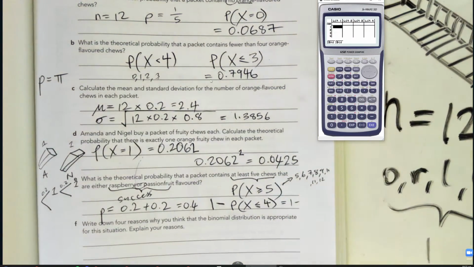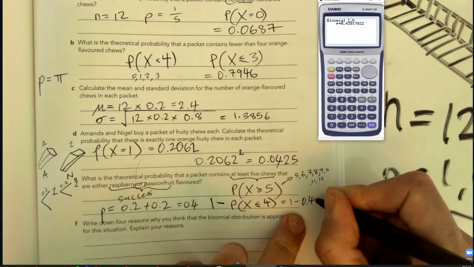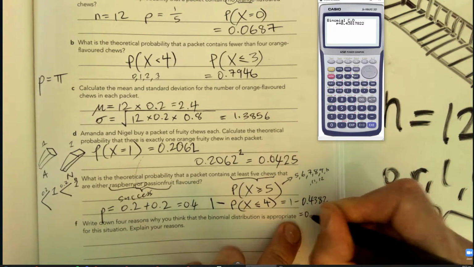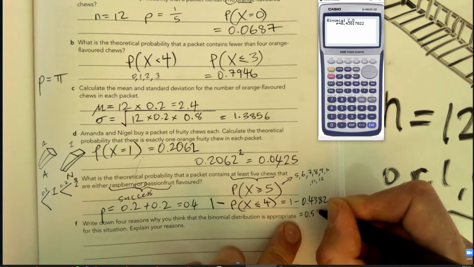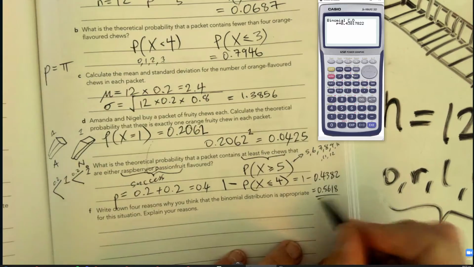1 minus. So we're going to go CD. We want to know 4. Our probability has changed to 0.4. So then it's going to be 1 minus 0.4382, and that's going to get us 0.5618. And that's our answer there.